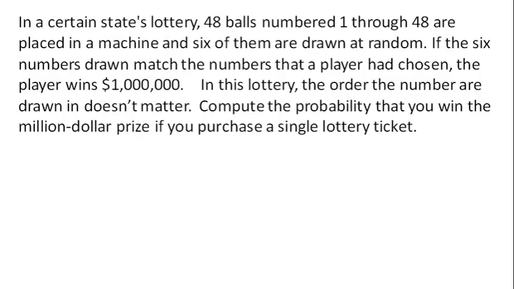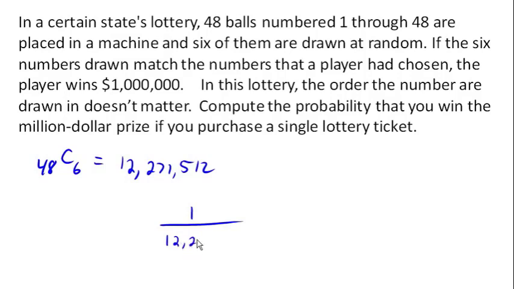So the first thing we need to know is how many possible outcomes there are. From 48 different numbers, we're going to choose 6 of them, and order here does not matter, which is why we're using combinations. And so we end up with 12,271,512 different 6-number outcomes. Now, if you have one ticket, then you have one outcome, and so your probability of winning is 1 out of 12,271,512, which is a really, really small number. And so that's the probability of winning the main prize.